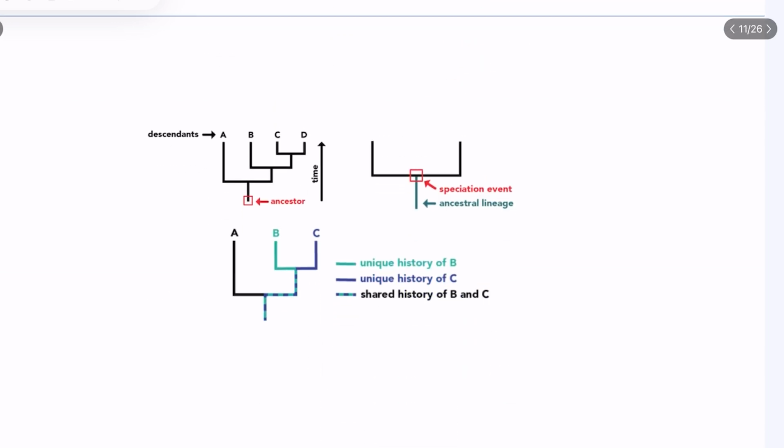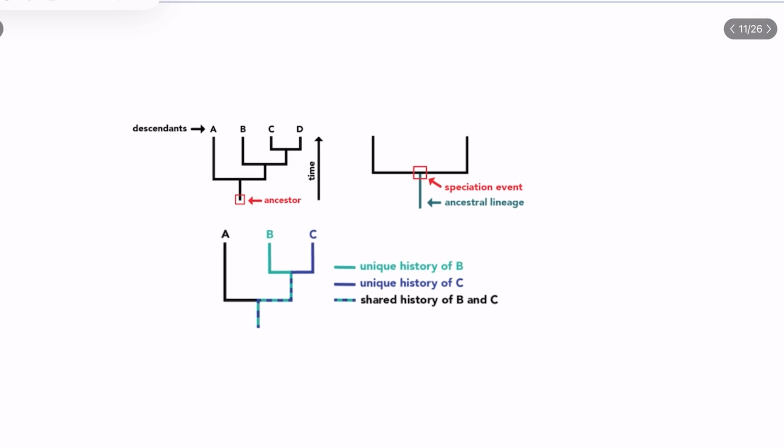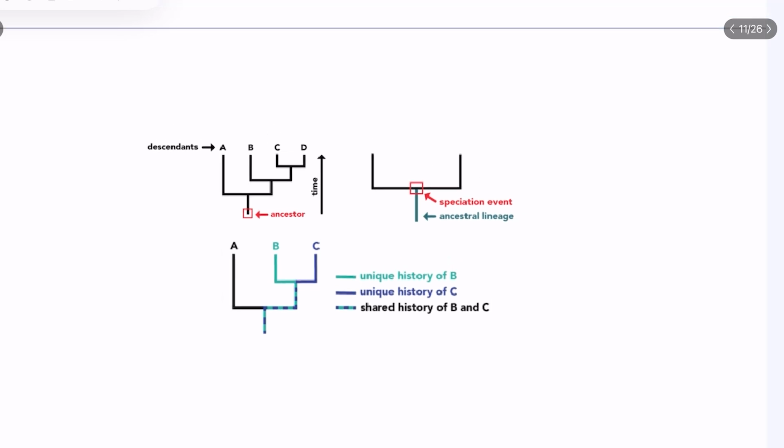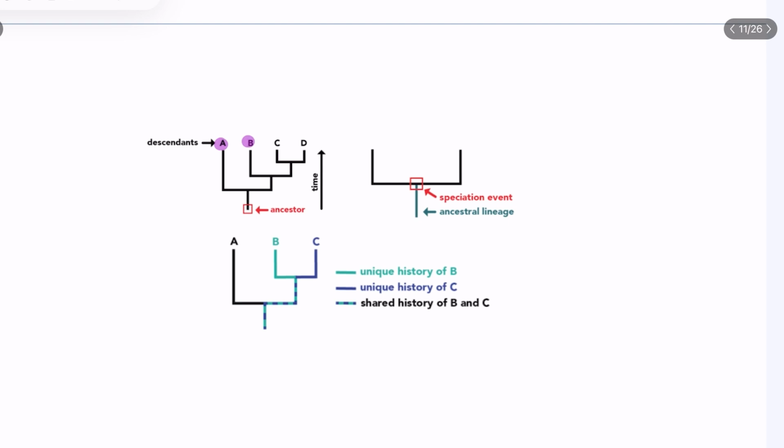Now, if we discuss these, this A, B, C, and D, these are descendants, and this is the common ancestor. And these are descendants from this common ancestor. And this axis shows time, or it shows divergence.